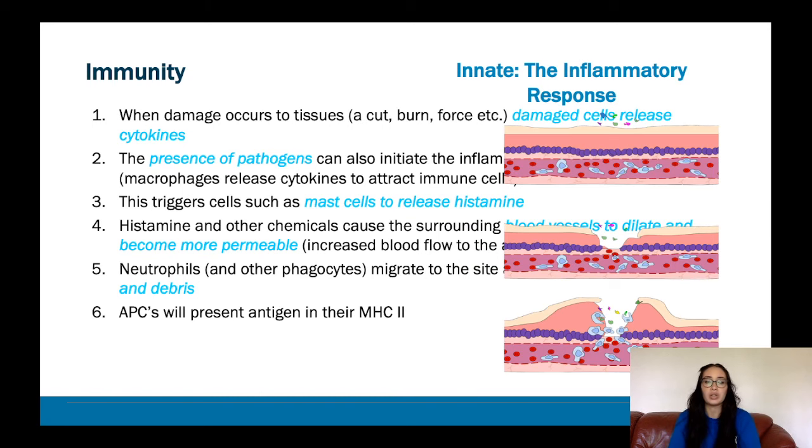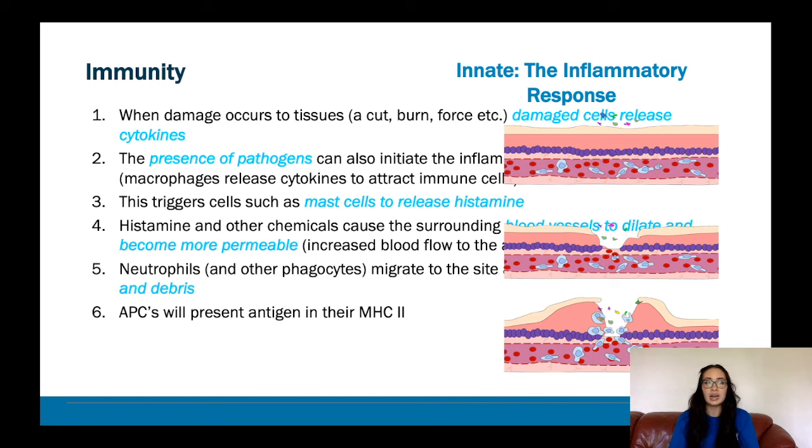This is the inflammatory response. So the best thing about immunity is that it happens to you. Like I walk into tables all the time and then I get a bruise and I can think about, oh look, it's swelling. My cells are getting damaged, they release cytokines, and you've got inflammation or redness there, right?